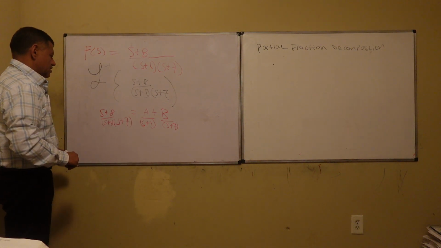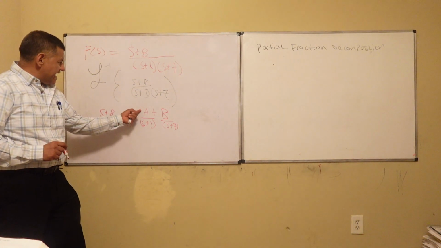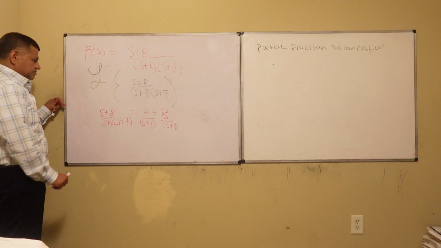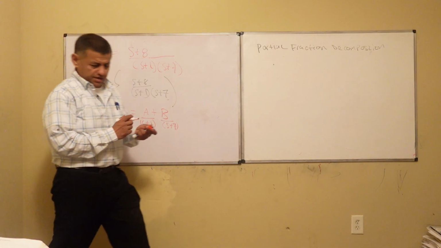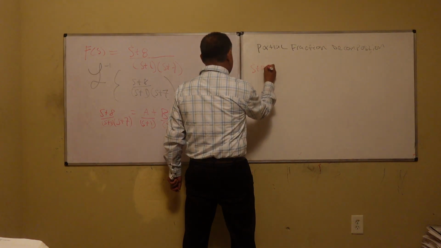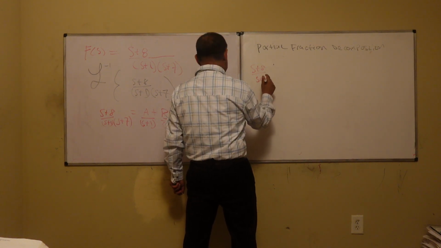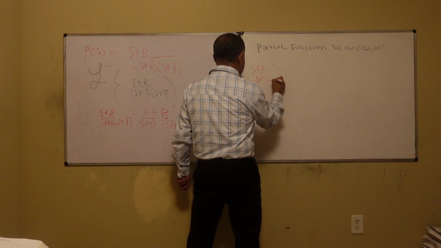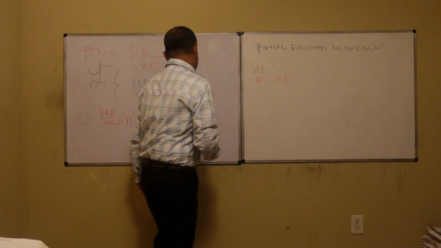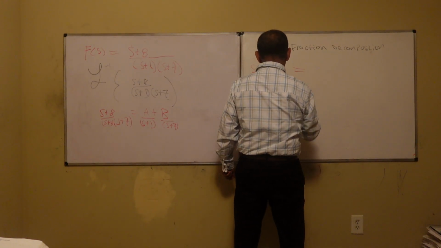So now, my goal is the following. My goal is to find A and B. Now, how do we do that? Well, we do the following. So right here, I'm going to take S plus 8 times S plus 1, divided by S plus 1, and multiply that by S plus 7, right? And it's going to be equal to this side and the other side, right?